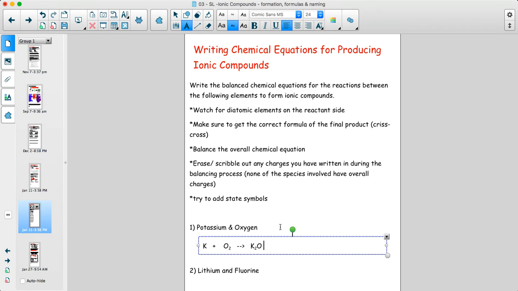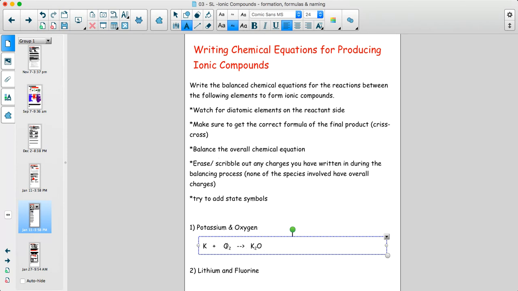Now at this point, I cannot change any of the subscripts. So this has to be a little 2 next to K, and this has to be a little 1 next to O. That's the empirical formula, the balanced chemical formula for the ionic compound. So now my job is to balance the overall chemical equation.